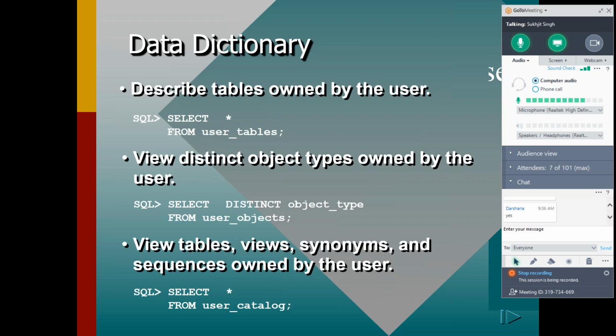Here are some examples of the data dictionary, looking at user tables, user objects, and user catalog. Depending on what you're interested in, you can find information about tables owned by a user or objects owned by a user or table views and synonyms in user catalog.